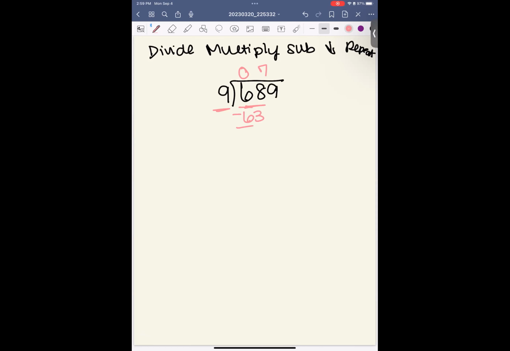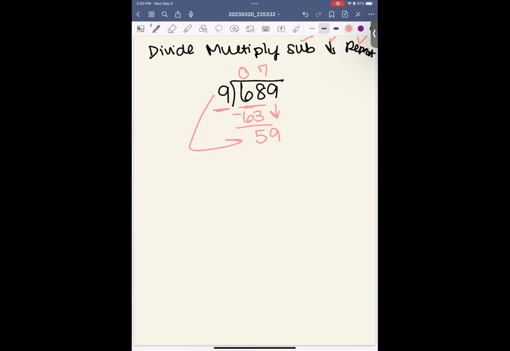I always want to get as close as I can without going over. Now I'm going to subtract. I can use these as little check marks to keep me on track. 68 minus 63 is 5. Do my double check, is 5 less than 9? Yes, so I can bring down my 9. And then I'm going to repeat.